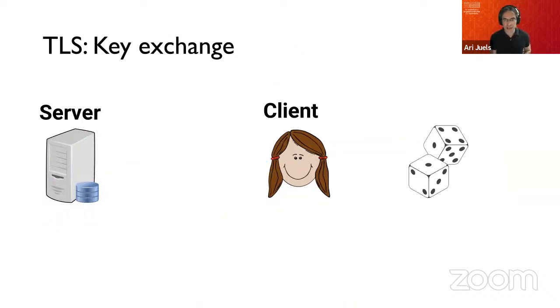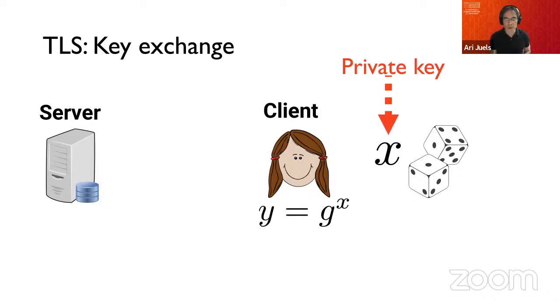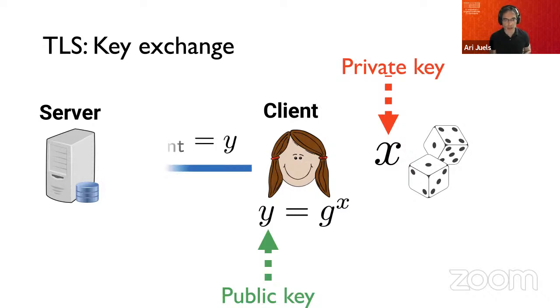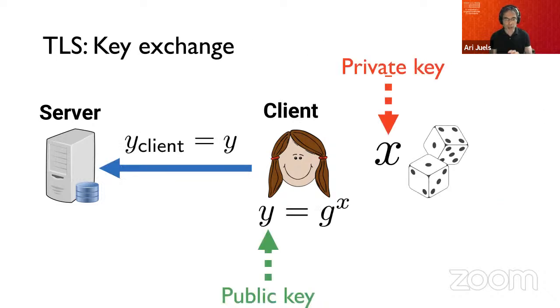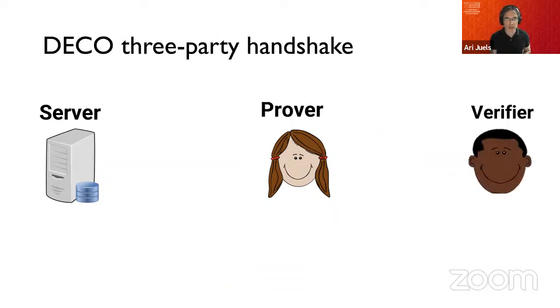Normally in a TLS key exchange, the client, Alice here, generates her own private key, at least in some versions of the protocol, and a corresponding public key. And she presents this public key to the server for the key negotiation. But as I said, she holds this private key herself, and she obtains a session key to be shared with the server. In the three-party handshake, what happens is the following.